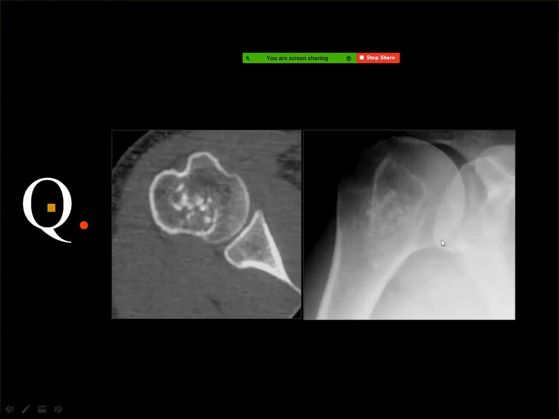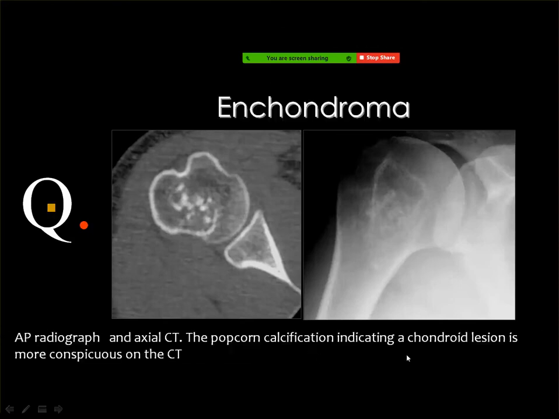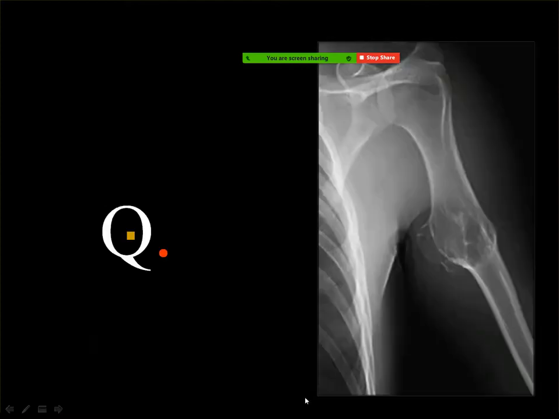And here is an X-ray and a CT scan of the shoulder where you have a calcified lesion in the neck. What do you think? Enchondroma. Yes, and this is a typical enchondroma in the long bones, frequently seen in the femur near the knee joint, but it can occur anywhere in the body and is diagnosed by the chondromatous calcification within the tumor itself, which may be seen in the plain film and also in the CT scan.